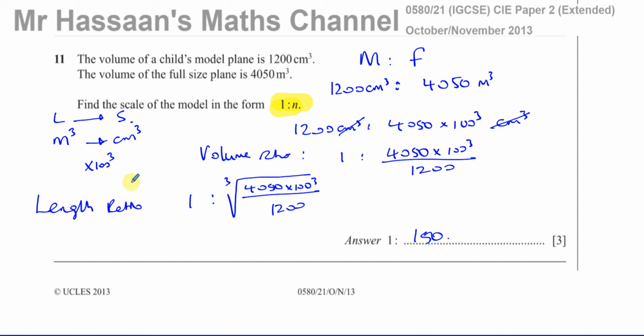Once we have converted the units to centimeters cubed, so now they're the same unit, we cancel out the units. A ratio shouldn't have any units in there. And then what we have now is the ratio of the volumes of the model to the real full-size plane, and we want the ratio of the lengths. So we take the ratio of the volumes and we cube root that. The cube root of 1 is going to be 1 anyway, and the cube root of all of this gives us 150, and that's our answer. So 1 to 150. So that answers that question. I hope that was clear.